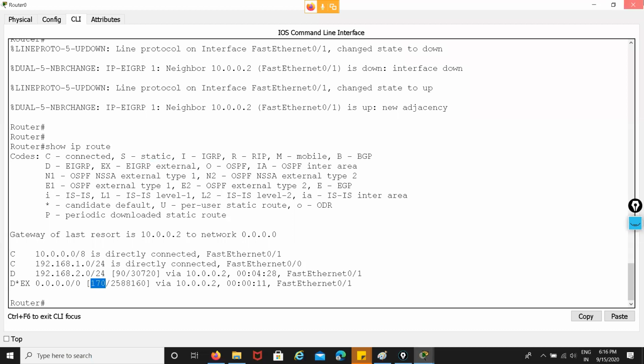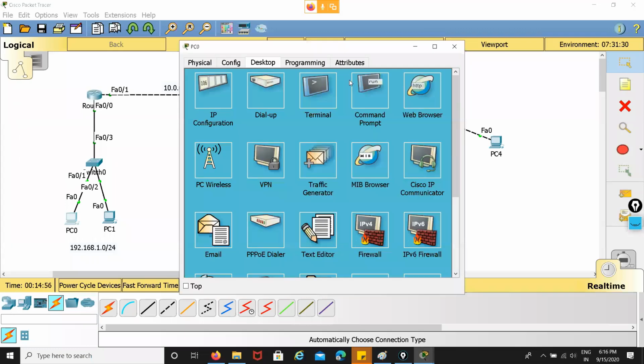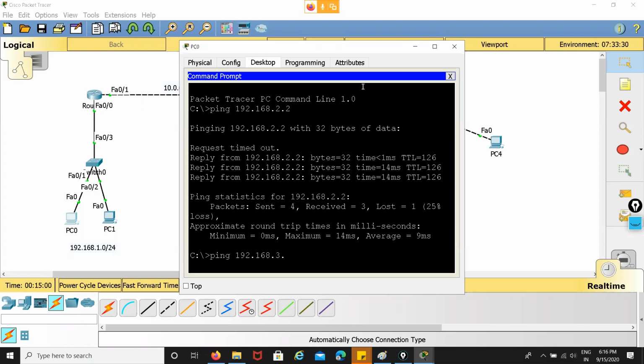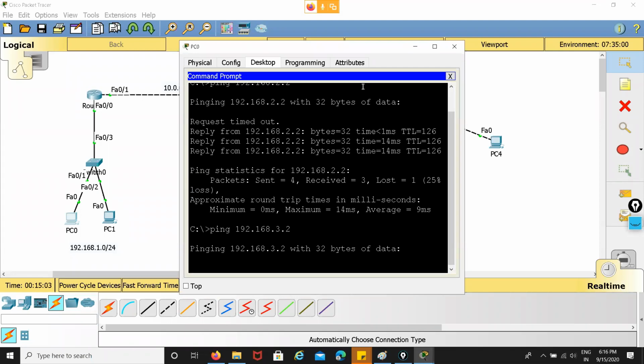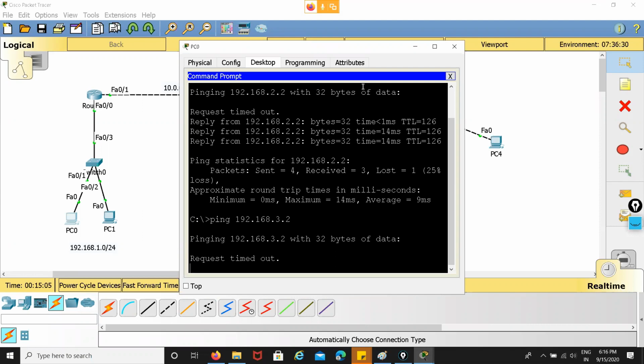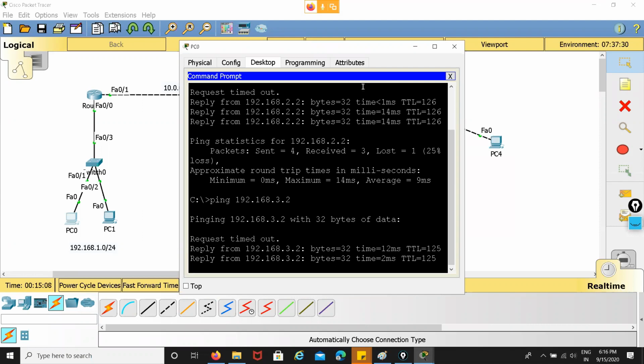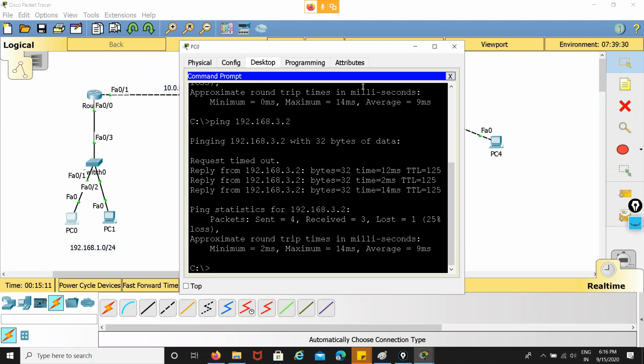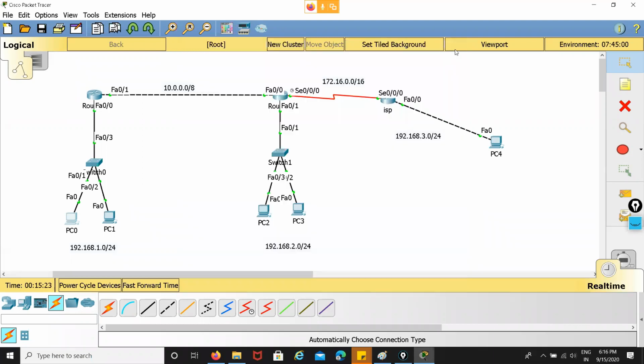Now you can see my PC0 is able to ping the outside system 3.2. It drops one packet and after that it pings properly. So this is the whole real-field scenario to implement a routing protocol in a LAN network, and how to introduce the internet on our LAN network.